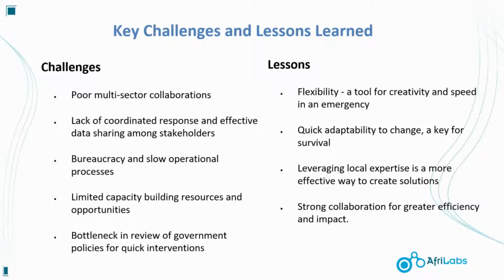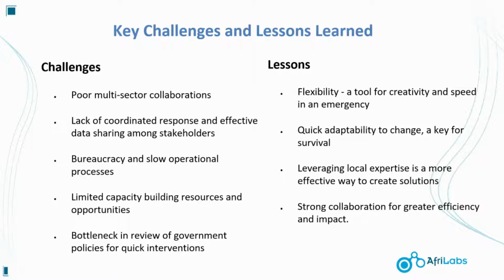There's the lack of coordinated response and effective data sharing amongst stakeholders, which I think made a lot of responses and a lot of program-based interventions become a challenge. There's a lot of bureaucracy and slow operational processes, as well as limited capacity building resources and opportunities within the ESOs and hubs that we work with. And then lastly, with regards to those challenges as well, there are a lot of bottlenecks in the review of government policies to interventions. From there, there are a good number of lessons that we learned from that.